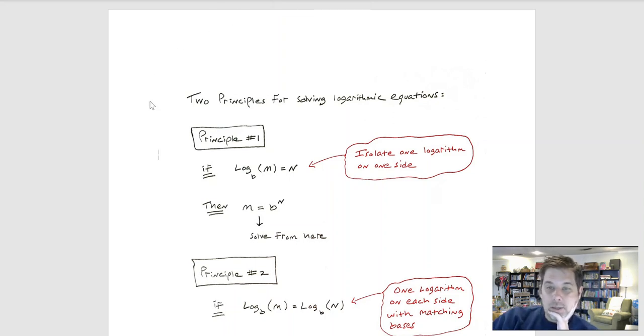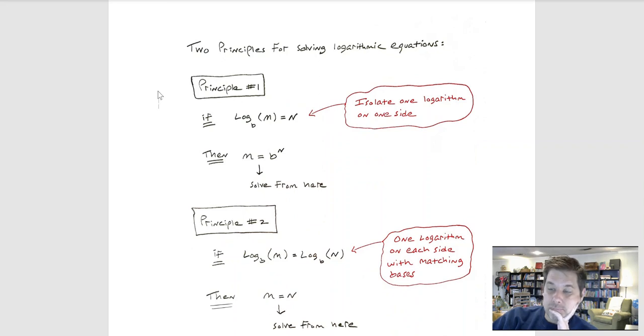Anyway, this video is meant to be a quick summary video with some examples in it. If you watch this, you get a brief overview, you see some examples, and then maybe that would be all you need to try to work the assignment. In the video there will be two principles for solving equations that have logarithms.